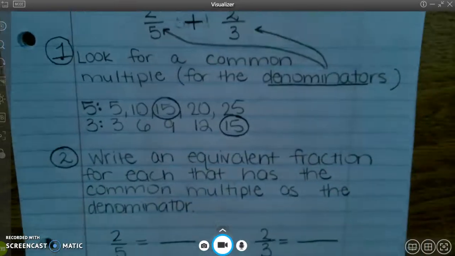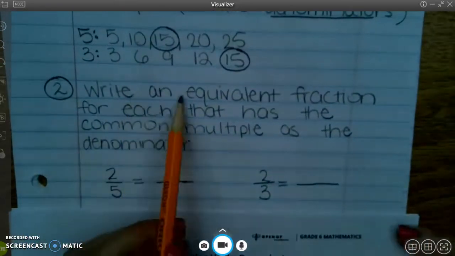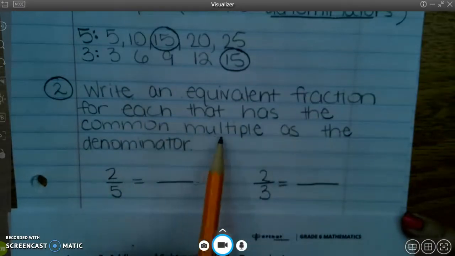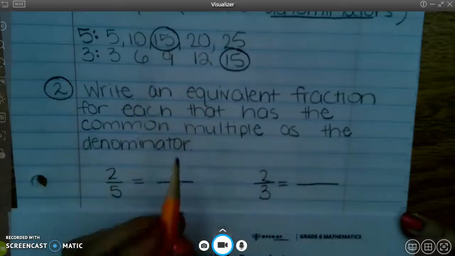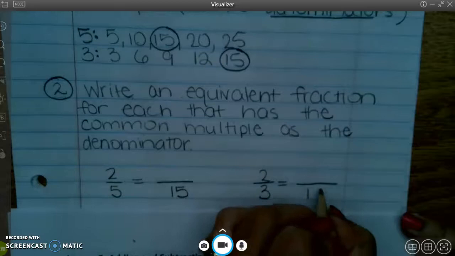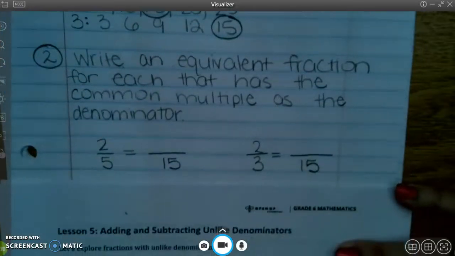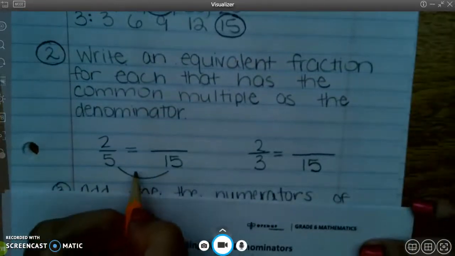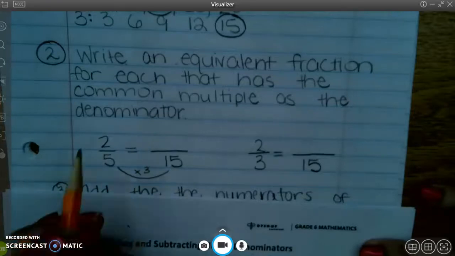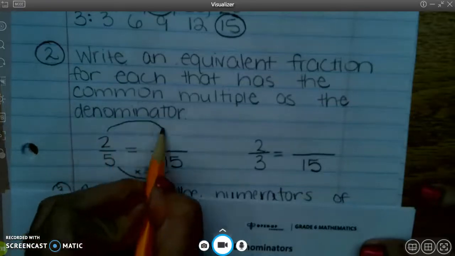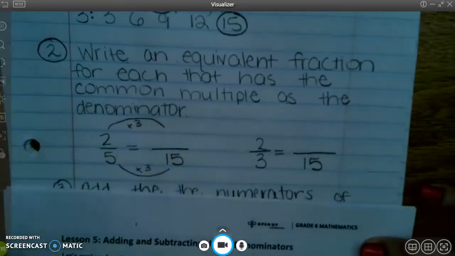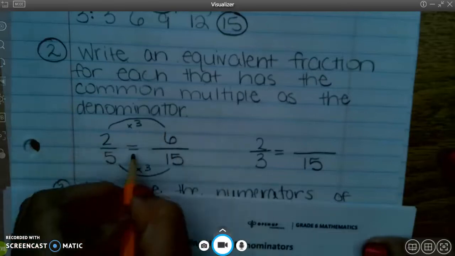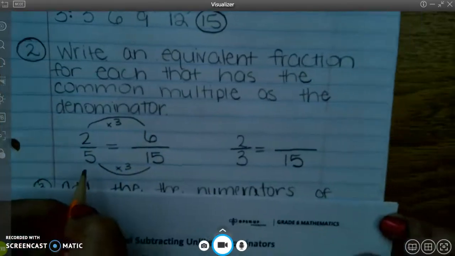Once we have our common multiple, we're going to write an equivalent fraction for each that has the common multiple as the denominator. So remember, we said 15 was the common denominator, so I'm setting both fractions equal to a fraction where 15 is the denominator. Okay. I know that 5 times 3 is 15, and so in order to make sure that this is an equivalent fraction, I have to also multiply the numerator by 3. So 2 times 3 is 6. So 2/5 is the same as 6/15.